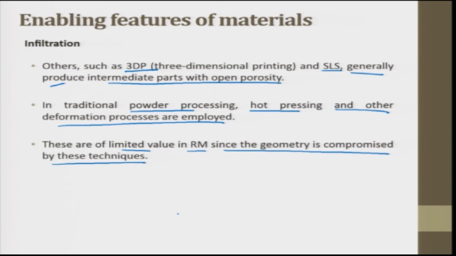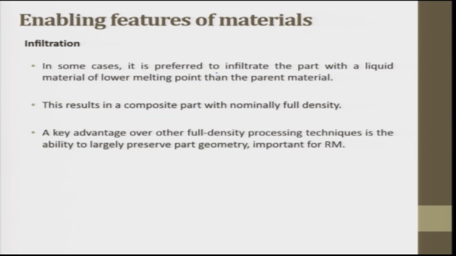So high temperature post-process sintering is sometimes useful if the kinetics for densification are acceptable, and it is one of the criteria. In some cases, it is preferred to infiltrate the part with a liquid material of lower melting point than the parent material. This results in a composite part with nominally full density. So it makes a composite part which has matrix and reinforcement in between. So this infiltration helps us to have the composite part which has two parts, but it is completely dense. There is no porosity left.